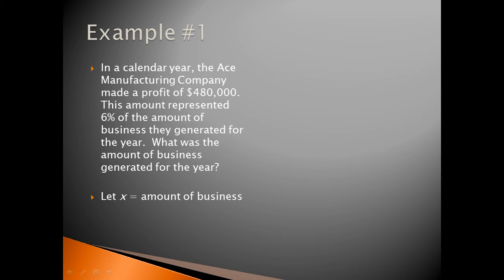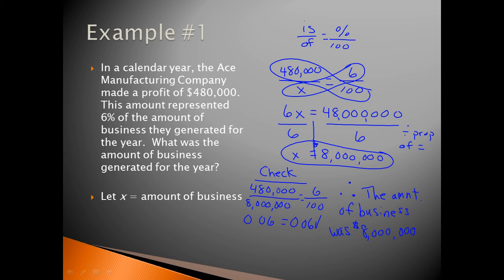I then remember to write down is over of equals percent over 100. I then am going to set up my proportion by having 480,000 over x equals 6 over 100. I then cross multiply to get 6x equal to 48 million and divide by 6 to get x equal to 8 million. I then do my decimal check at the bottom. You are more than welcome to do your testing for truth by cross multiplication as well. And then my conclusion statement is the amount of business was $8 million for the year.